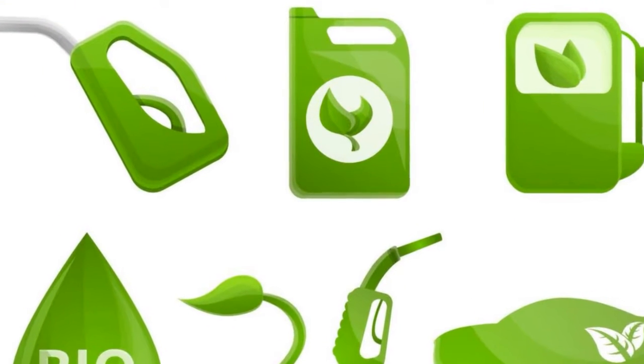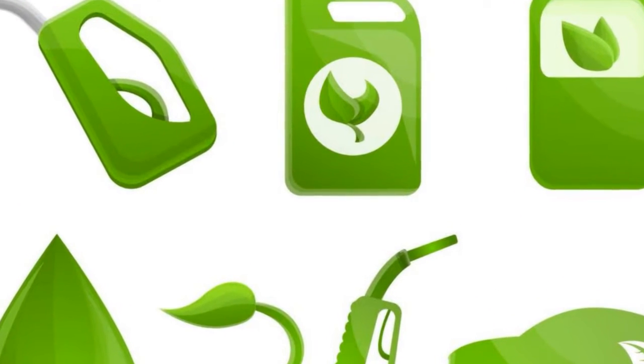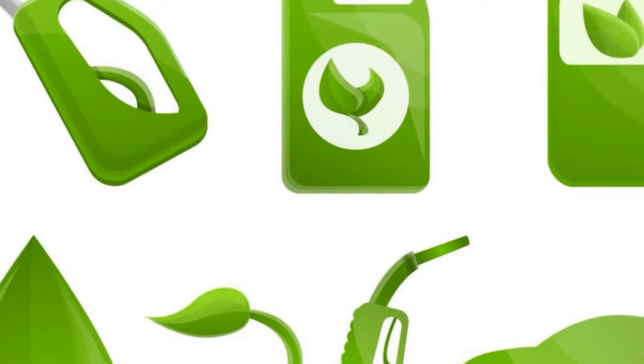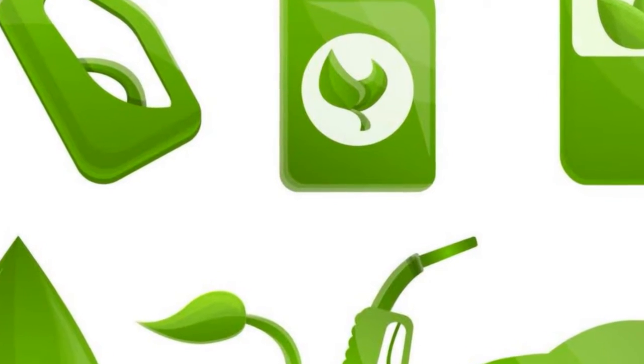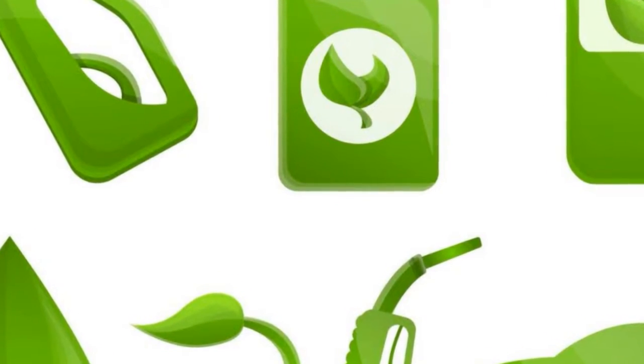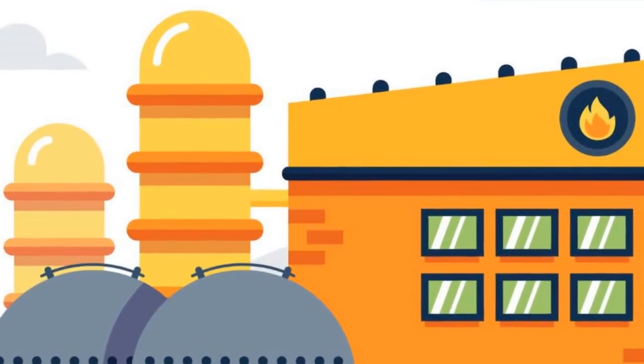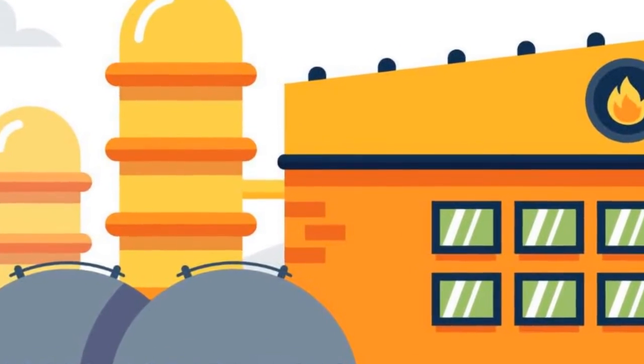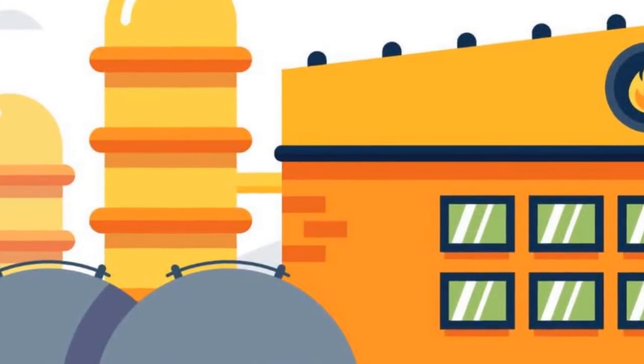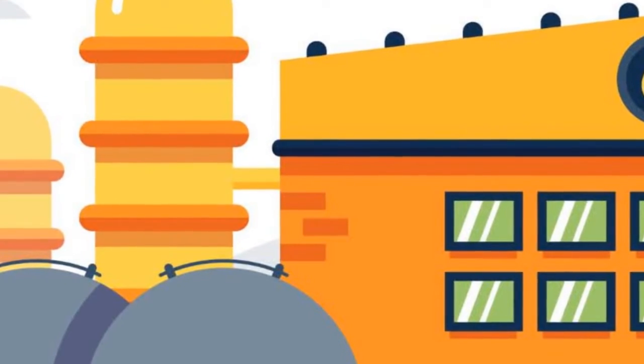Anaerobic digestion in the United States. Anaerobic digestion is a process in which organic matter is broken down by bacteria in the absence of oxygen. The United States has seen a recent surge in anaerobic digestion facilities, as the technology offers a number of benefits over traditional methods of waste management.